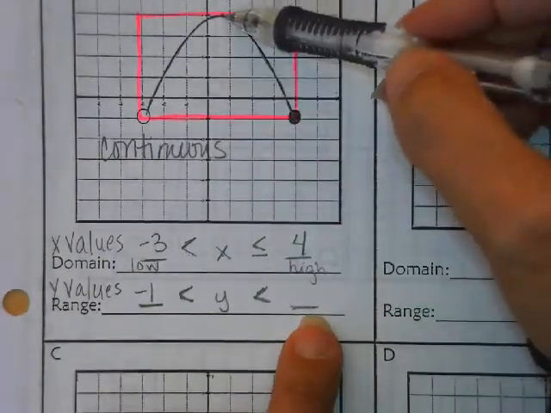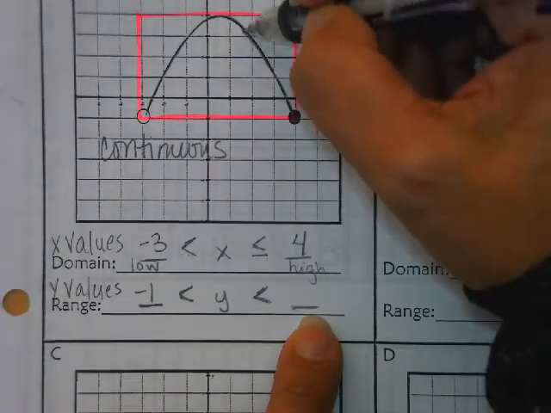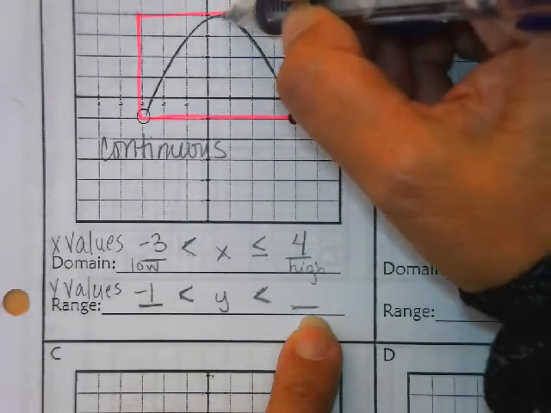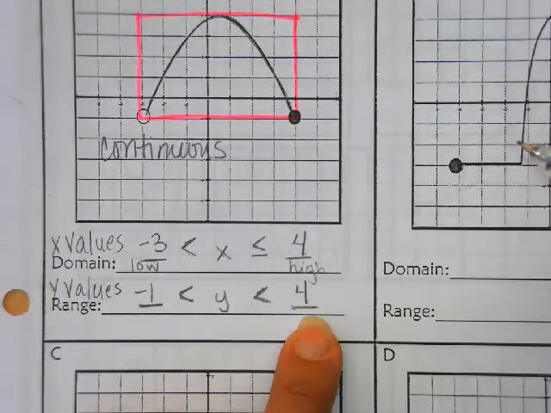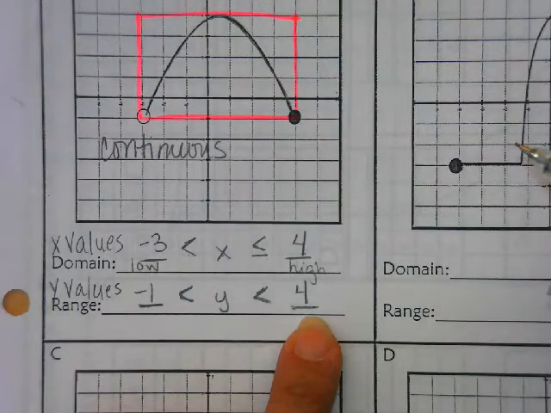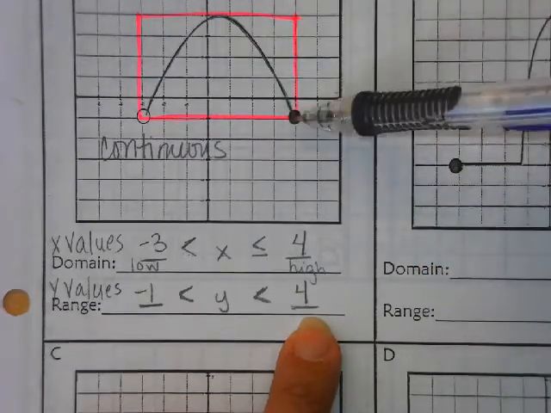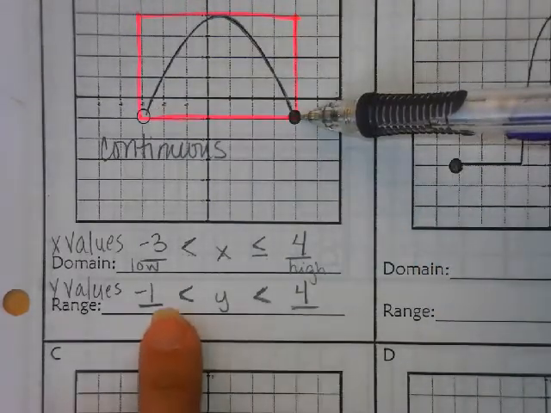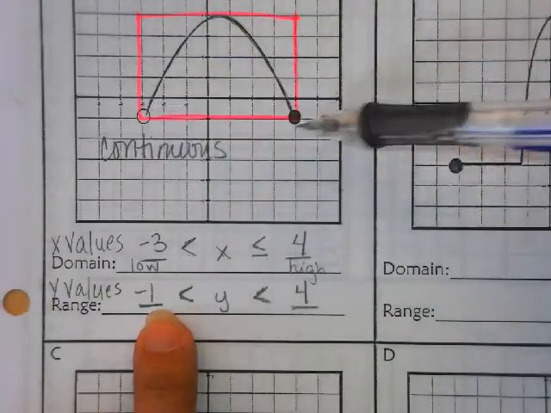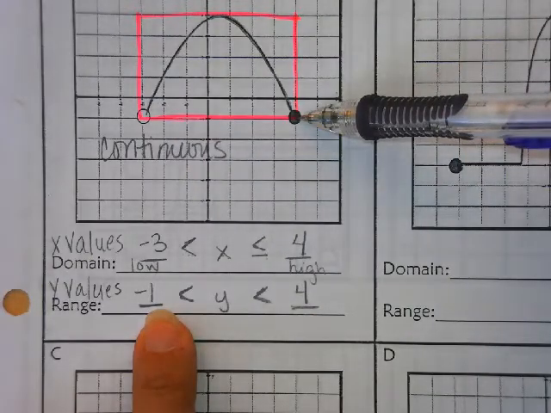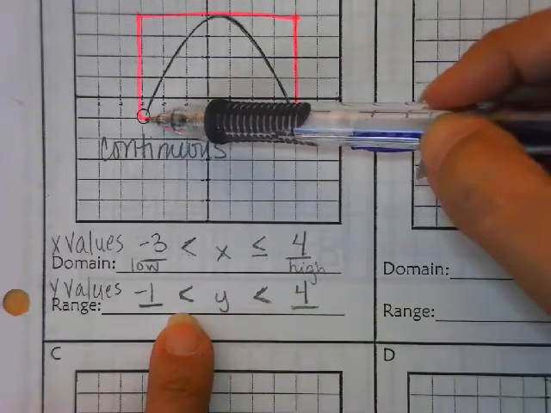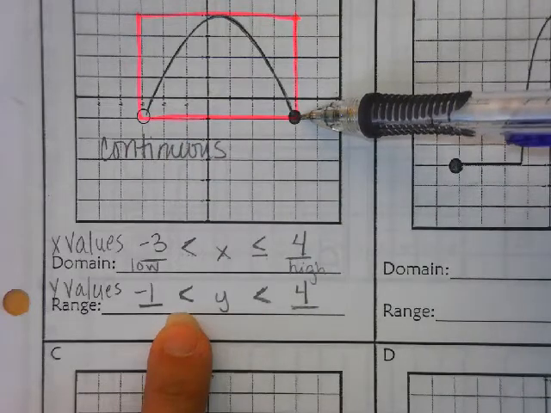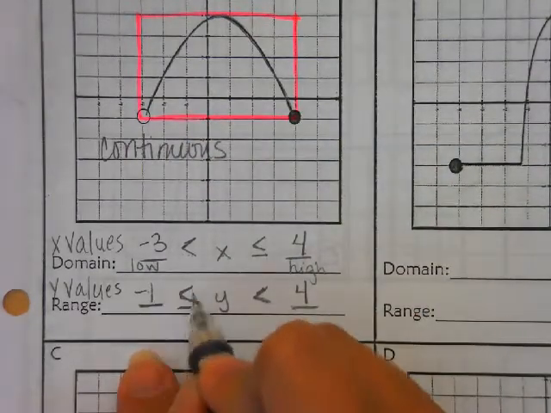What is your highest? Notice that this graph is touching at what? 4. Do you see that? So we are including 4. So now you need to decide what kind of symbol. So look at this negative 1. There is an open circle and a closed circle. Which one do you think is going to win? The closed circle, right? Because this is not including negative 1, but this one is. So closed will always win. So negative 1 is less than or equal to y.